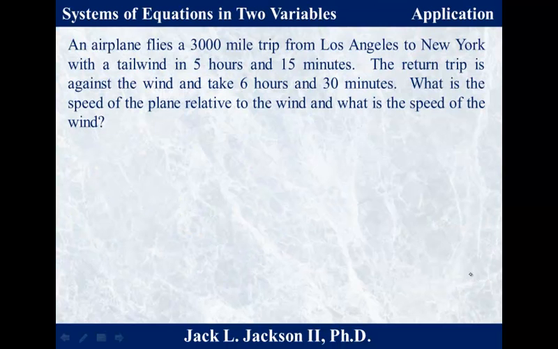Alright, now I'm going to look at a couple of examples where we can apply this in a real world situation. Okay, step 1, read the problem. An airplane flies a 3,000-mile trip from Los Angeles to New York with a tailwind in 5 hours and 15 minutes. The return trip is against the wind and takes 6 hours and 30 minutes. What's the speed of the plane relative to the wind, and what's the speed of the wind? We're going to assume the plane's speed relative to the air is the same the whole time, and that the speed of the wind is the same for the whole trip.